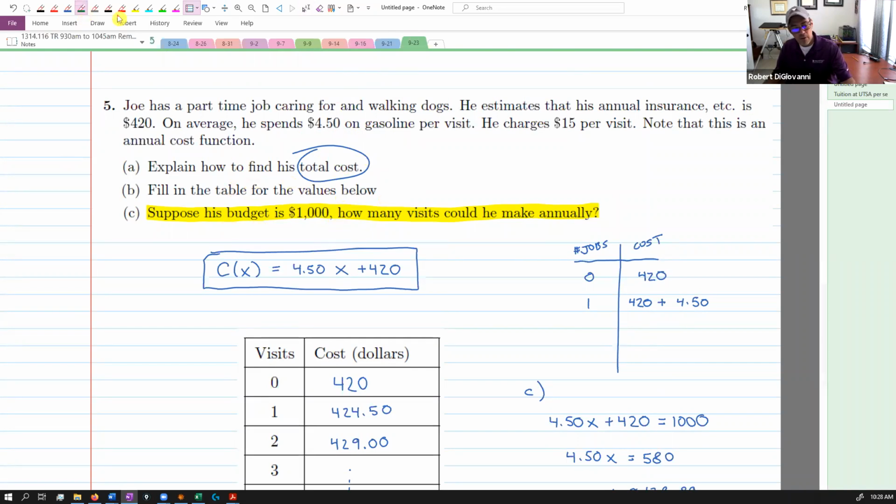I want to talk about what's called the revenue function. The revenue function is basically the money coming in, okay? The money coming in, and you ignore the cost, okay? Ignore the cost completely. So what would his revenue function be?